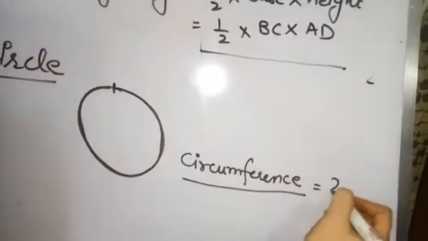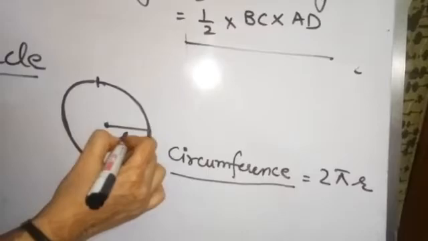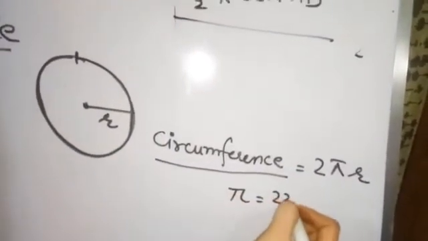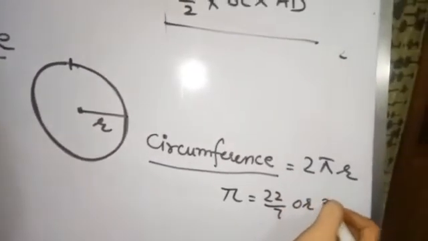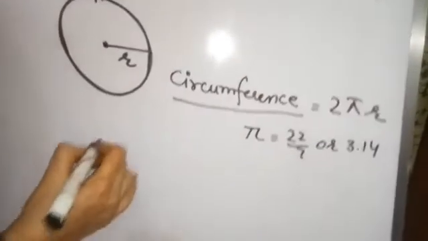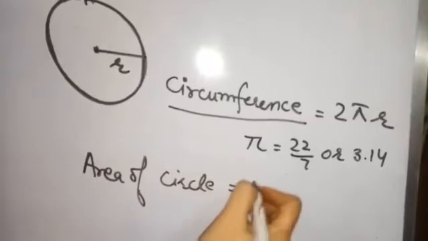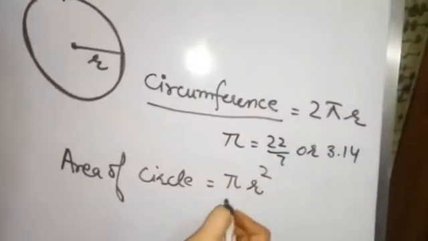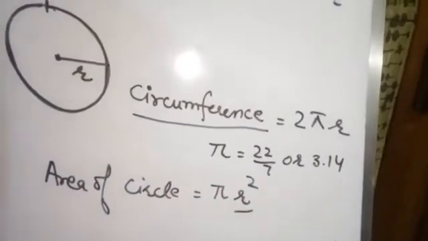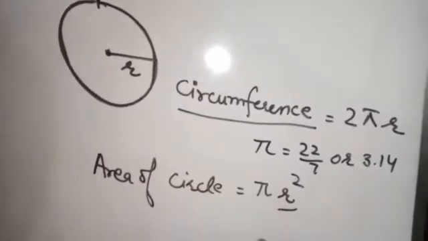The circumference of the circle is 2 pi r. Now this is the center and this, as we all know, is the radius. Pi is a constant. The value of pi is either 22 by 7 or 3.14, where r is the radius of the circle. And the next, the area of a circle, is pi r square. The value of pi, as we all know, is 22 by 7 or 3.14, and r is the radius of the circle. So we can find the area of the circle by pi r square.